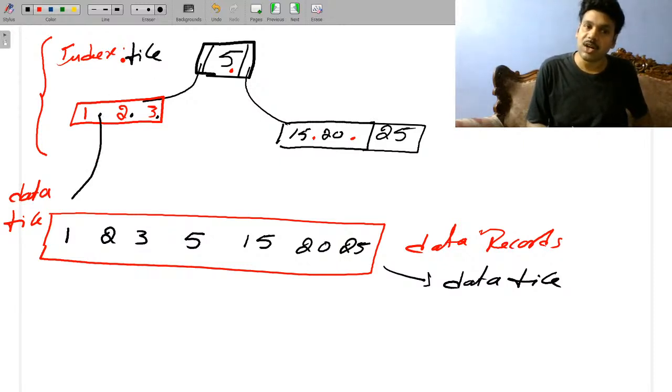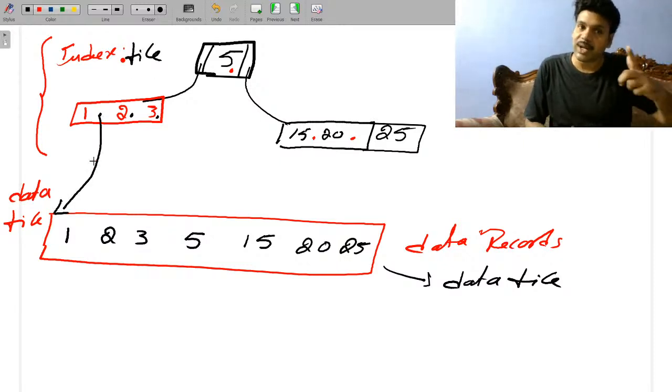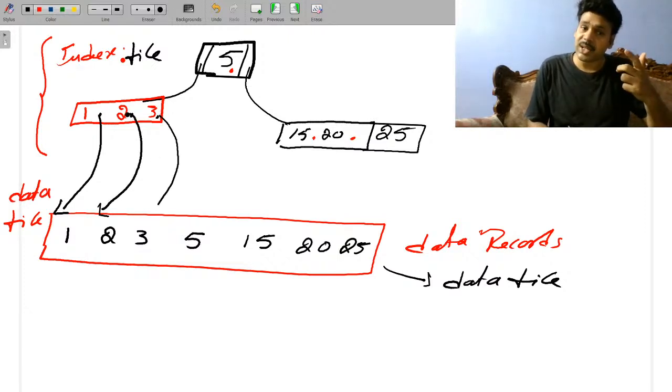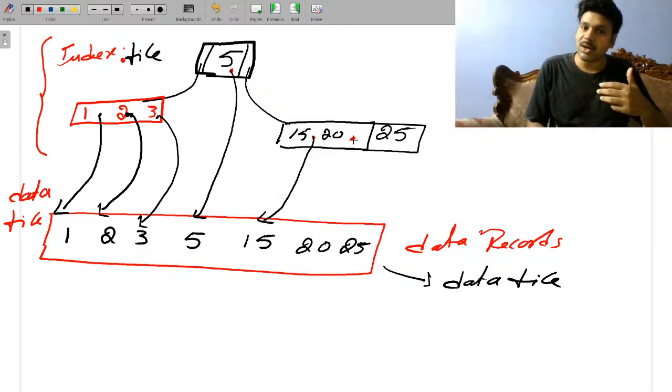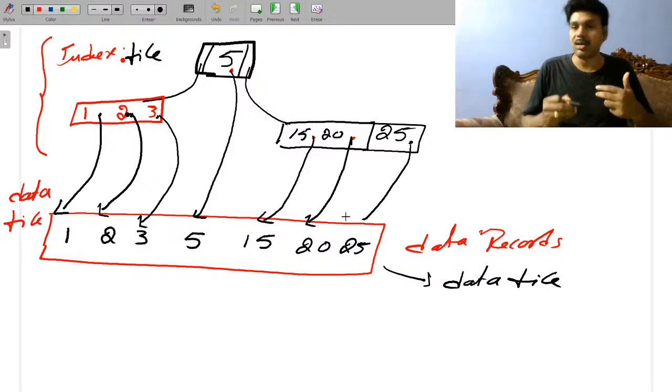Now this record pointer gets the data from the data file. This record pointer gets the data from the data file. This record pointer gets the data from the data file. This record pointer gets the record. This also gets the record. This pointer gets the record. This pointer gets the record.